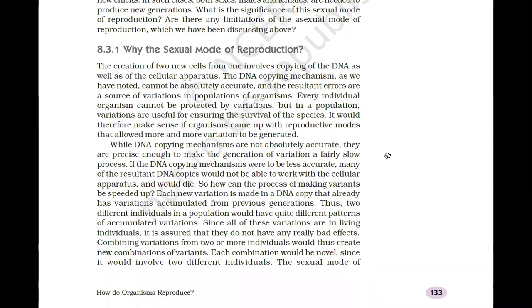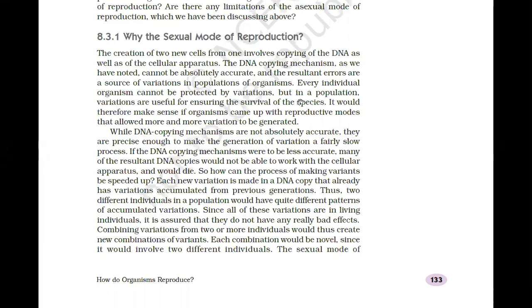The creation of two new cells from one involves copying of the DNA as well as of the cellular apparatus. The DNA copying mechanism, as we have noted, cannot be absolutely accurate, and the resultant errors are a source of variations in populations of organisms. Every individual organism cannot be protected by variations, but in a population, variations are useful for ensuring the survival of the species. It would therefore make sense if organisms came up with reproductive modes that allowed more and more variation to be generated.